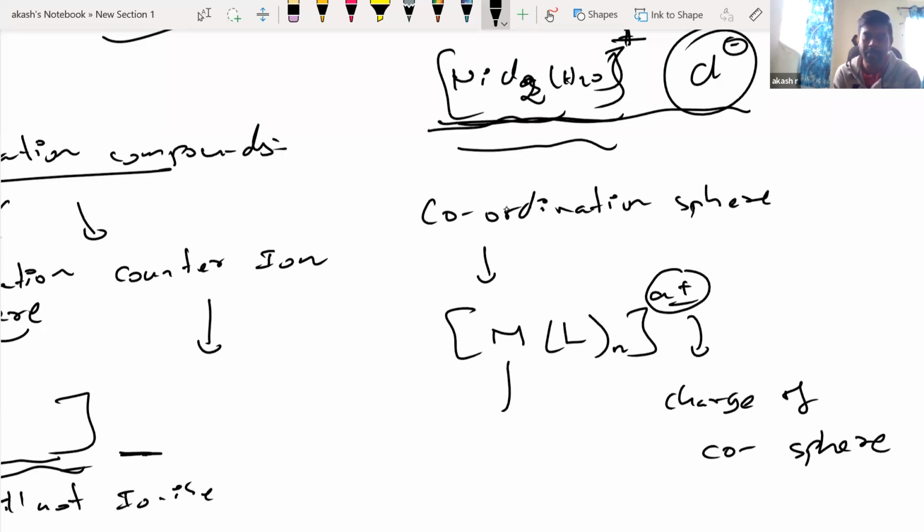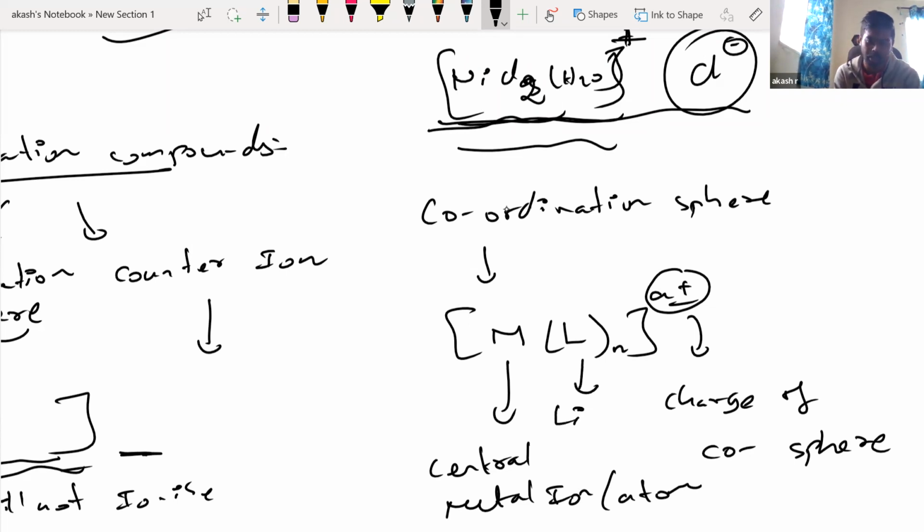Right, and this M which we write is what is called your central metal ion or central metal atom. And this L which you write, those are going to be negative charges. We'll speak more about this. These are what are called ligands. So these are all the parts of a coordination sphere.